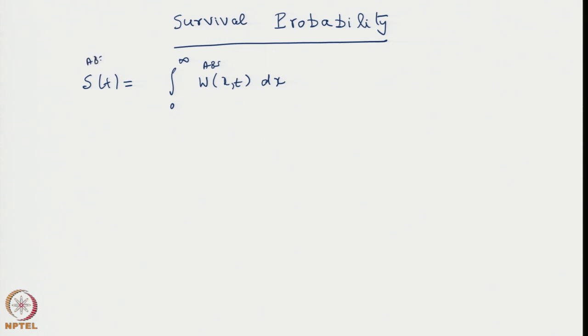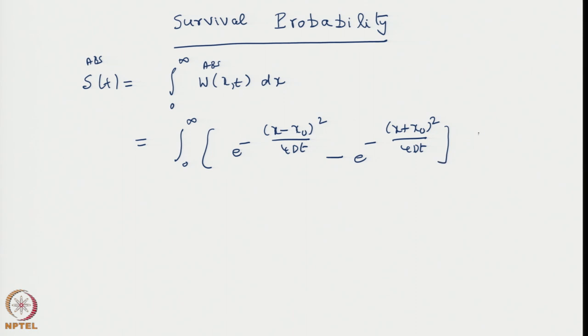This is also, let us superscript it. So it involves the integration over two Gaussians. We can say that it is integral 0 to infinity of e to the power minus (x minus x naught) whole square by 4 dt minus e to the power minus (x plus x naught) whole square by 4 dt dx, of course, divided by square root of 4 pi dt. Each of them is actually a Gaussian integral with the shifted peak. So, we make a transformation x minus x naught equal to x prime here. Here, x plus x naught equal to x prime.